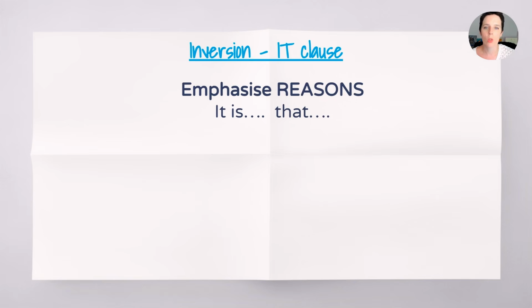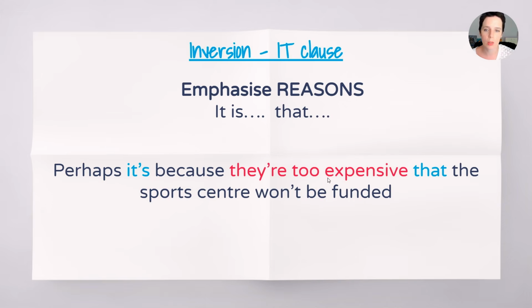We also use it clauses. If you want to emphasize a reason, you can use it. So perhaps it is because they're too expensive that the sports centre won't be funded. So again, the thing that you want to emphasize comes after is or was. Perhaps it's because they're too expensive. They're too expensive is now the most important thing in this sentence. This is what's emphasized.